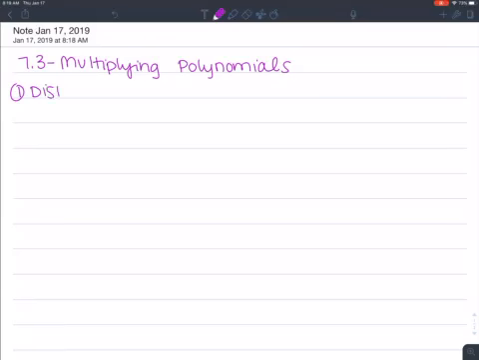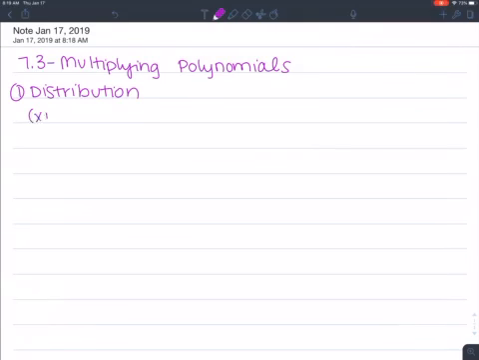All right, so this is lesson 7.3, and this is multiplying polynomials. Most of the time, you're going to be multiplying a binomial times a binomial, but we can multiply other ones. So there's generally two methods that we use, and there's a nickname for one of the methods. So the first one is distribution. We're going to do two examples with this one.